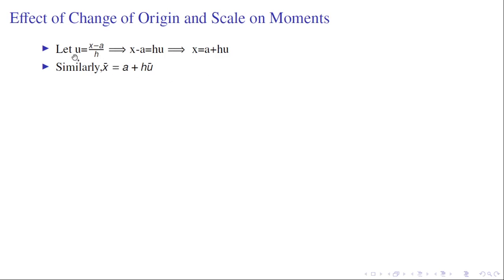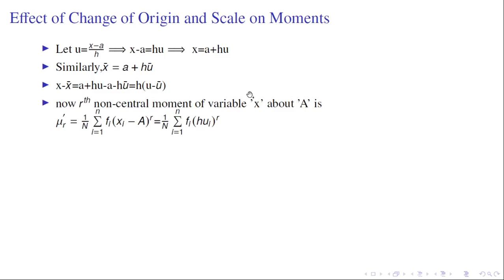u is the variable here. a and h are the constants. Now x minus x bar is equal to a plus hu minus a minus h u bar. Plus a minus a gets cancelled, h is common, and u minus u bar remains. So instead of x minus x bar, we can use h into (u minus u bar).